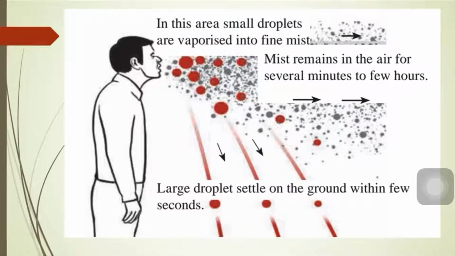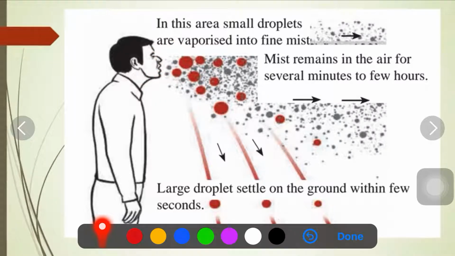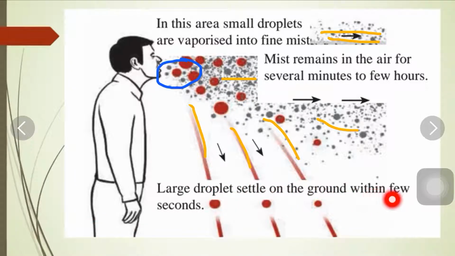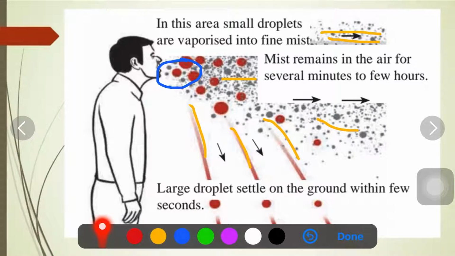Now students, let us see how infectious diseases spread through contaminated air. When some person sneezes or coughs, they release droplets into the air. As you can see in the image, the person sneezes and a small amount of droplets is released into the air. Small droplets are vaporized into fine mist, that is vapor. Then the mist remains in the air for several minutes to a few hours. Large droplets settle on the ground within a few seconds, and this is how the air gets contaminated.